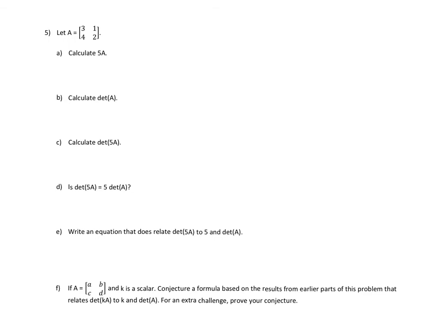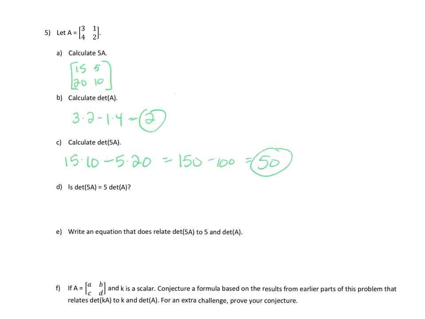Okay, I've got a matrix A, 3, 1, 4, 2, and I want to calculate 5A. So that means multiply every entry in the matrix by 5. So that would be 15, 5, 20, 10. Okay, so the determinant of A, that's 3 times 2 minus 1 times 4, which is 2. The determinant of 5 times A, so 15 times 10 minus 5 times 20. 150 minus 100 is 50.